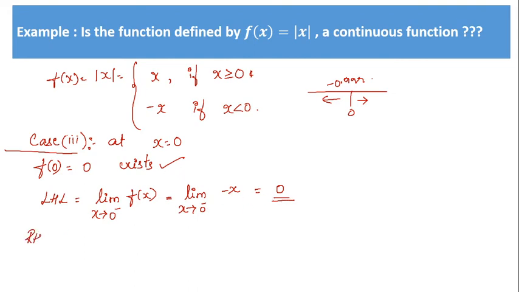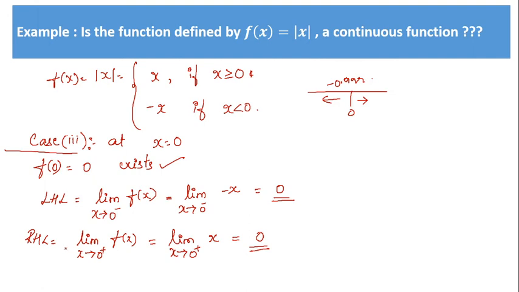Next you find the right hand limit. So the right hand limit is limit of f of x as x tends to 0 from the right. From the right means obviously the value is greater than 0. So when it is greater than 0, f of x is nothing but x itself. So it is x as x tends to 0 from the right. Correct. If it is slightly greater than 0, the value of the function is defined as f of x equal to x. So this becomes 0 itself. So you can see that the left hand limit and right hand limit are both equal.